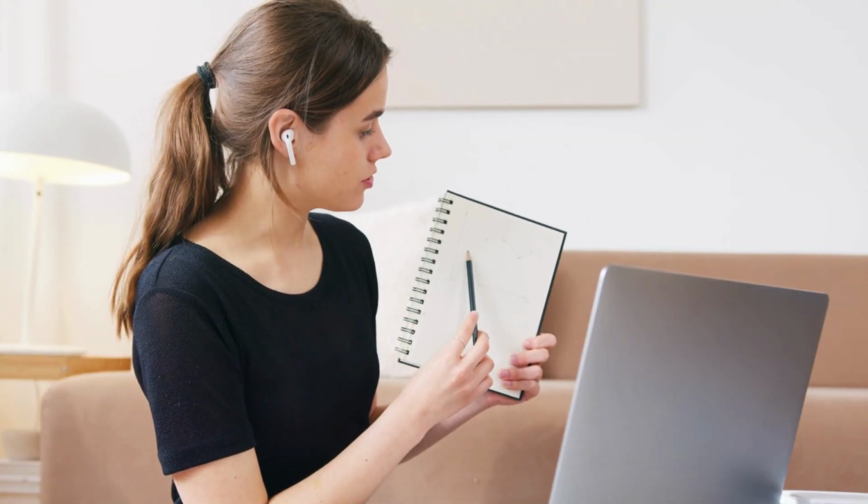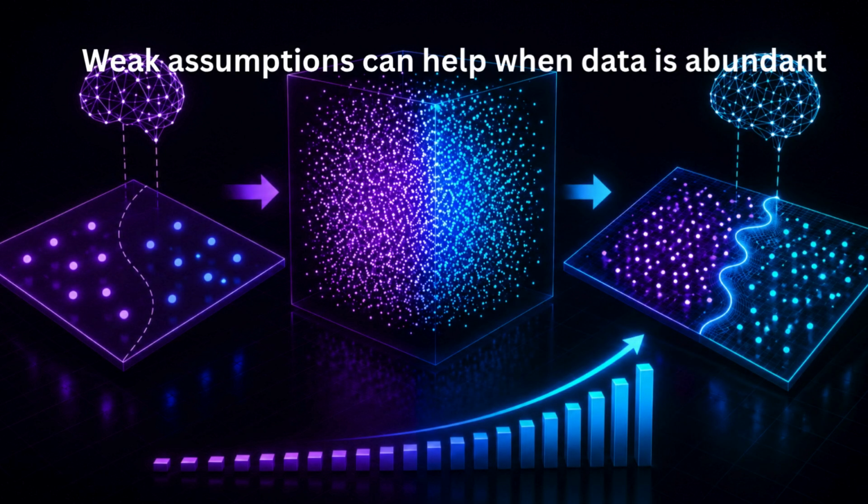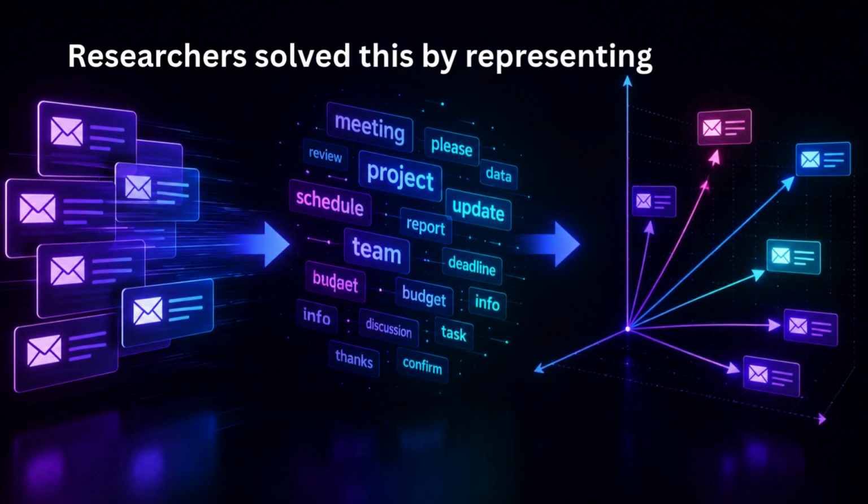This reveals an important lesson. Strong assumptions can help when data is scarce. Weak assumptions can help when data is abundant. But what if the input isn't numbers? What if it's text? Researchers solved this by representing emails as vectors of words.